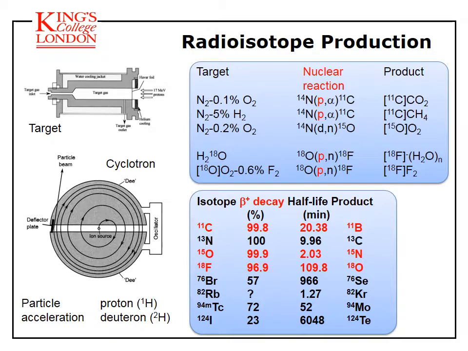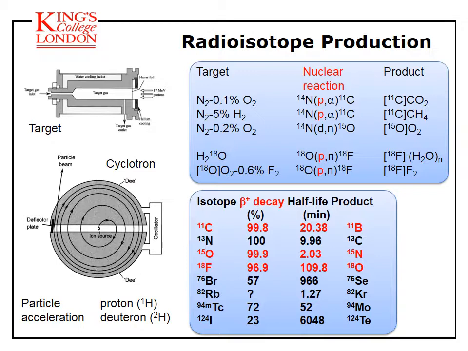This part of the slide shows radioisotopes that are positron emitters. The percentage of the decay by positron emission is shown in the column designated beta plus decay, together with their half-life and the substance they decay to. So for example, carbon-11 decays to boron.